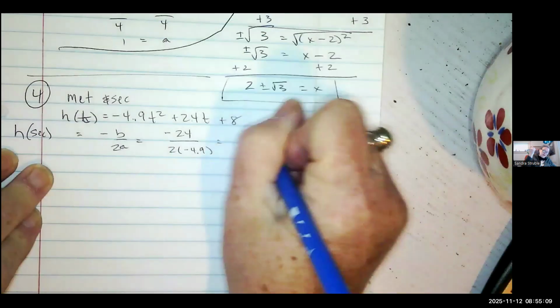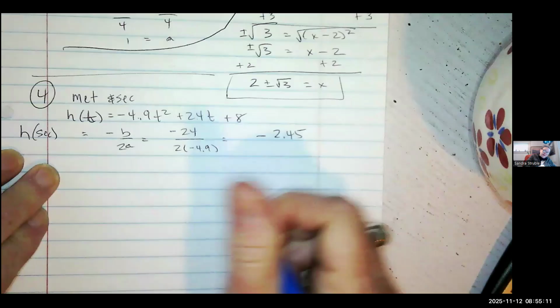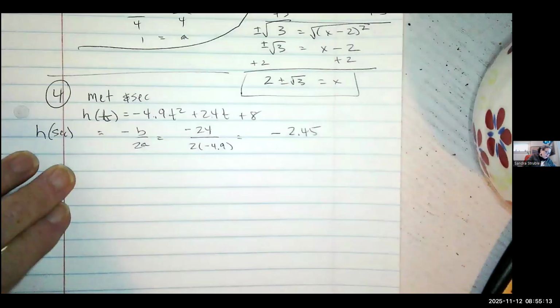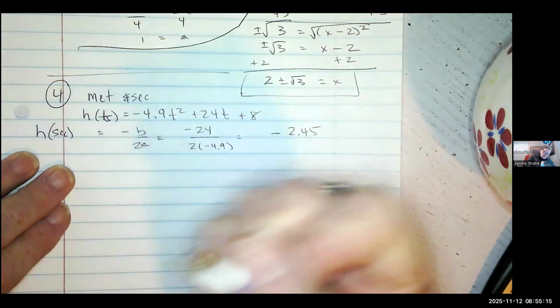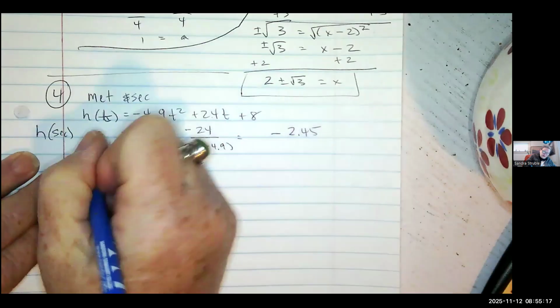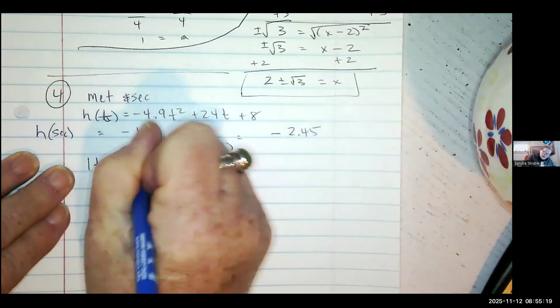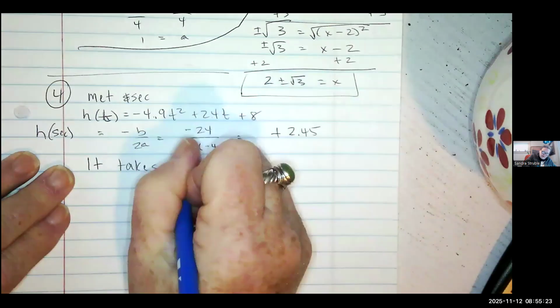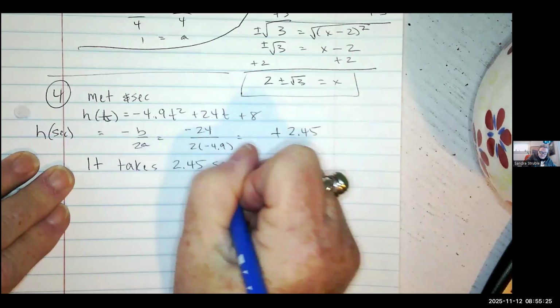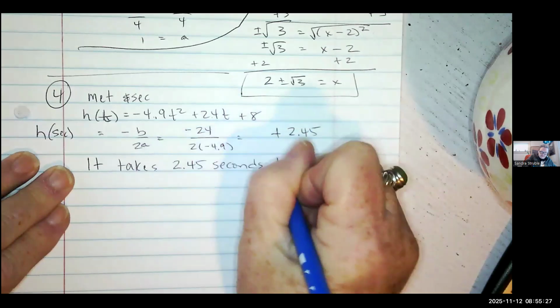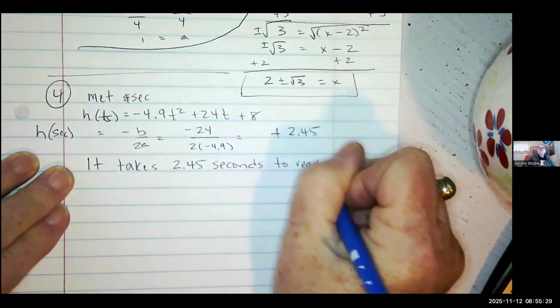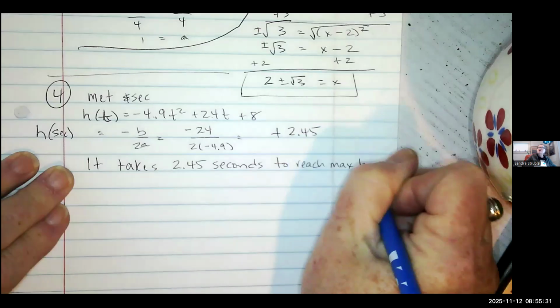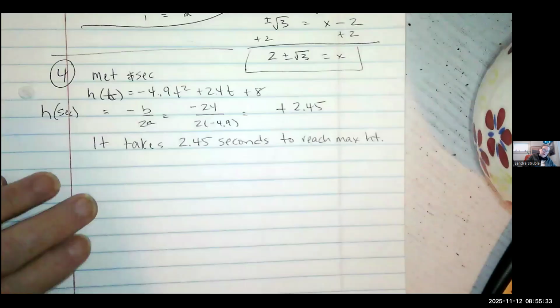All right, so this is a word problem. Please give me a sentence of some form to let me know what you're talking about. It takes, this should be positive, 2.45 seconds to reach max height. That's all I need, just a simple sentence. I'm not grading punctuation, capitalization, any of that stuff.